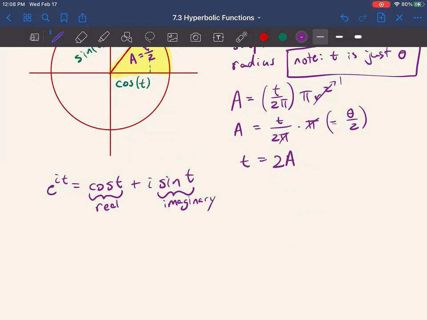Right? The real part of e to the i t, or e to the i theta if you want, is the cosine function or cosine operator on theta. And the imaginary part is your sine. Okay?